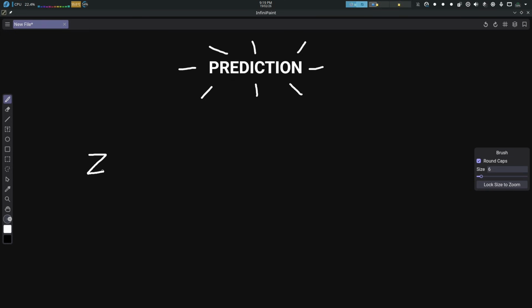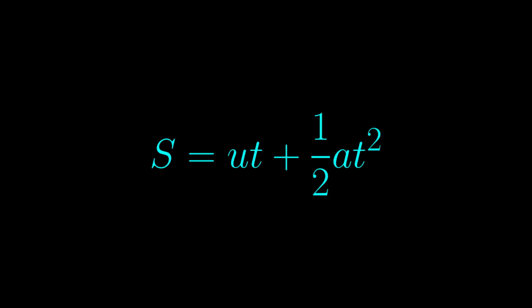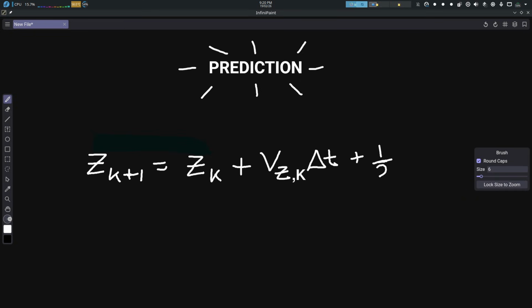First, we need to find the traveled vertical distance or altitude. I'll name it Z_{k+1} to indicate that it is the new predicted altitude. It is calculated by adding up the current altitude with the new altitude covered. Now, if you go back to middle school, we are taught to calculate distance from acceleration using this formula. Here S is the traveled vertical distance, U is the initial velocity, T is the time interval, and A is the acceleration. We can place it into our equation like so.